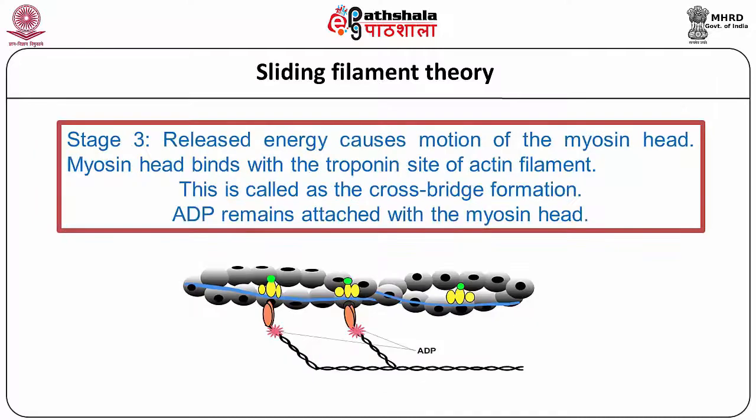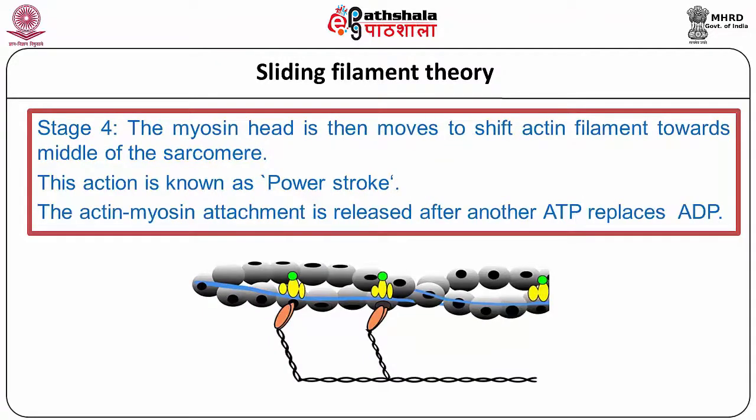Once the active site is open, then the myosin head can go and attach to the active site. In the third stage, the myosin heads attach to the active site of the actin molecule, and then cause an inward motion which pulls the thin filament to the inside of the muscle fiber, that means towards the M line, and this pull of the myosin head is known as the power stroke.